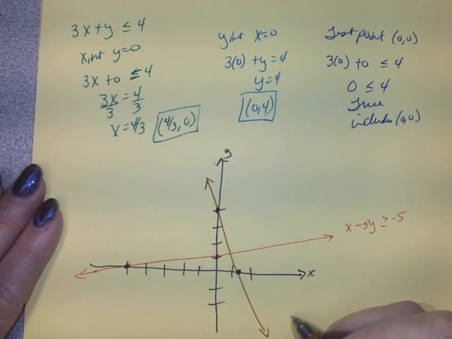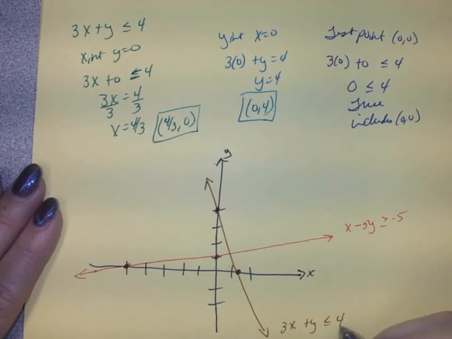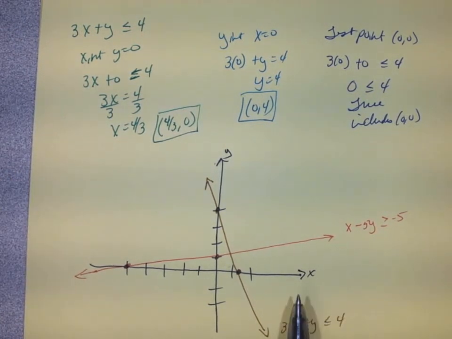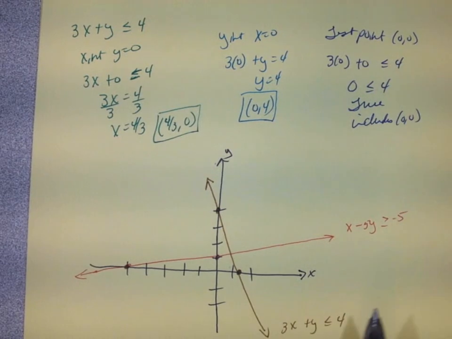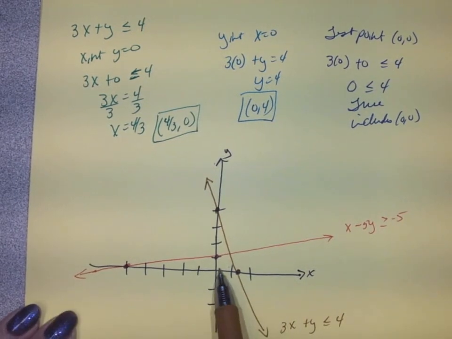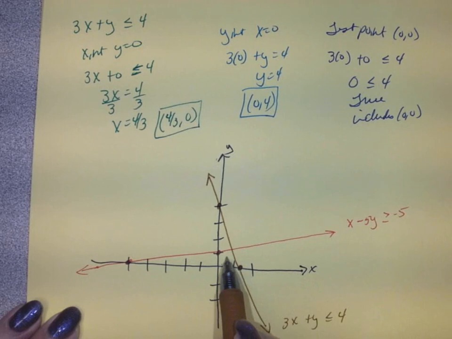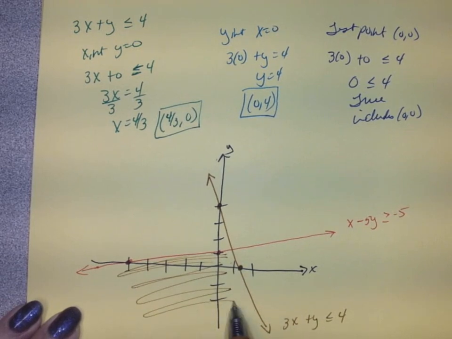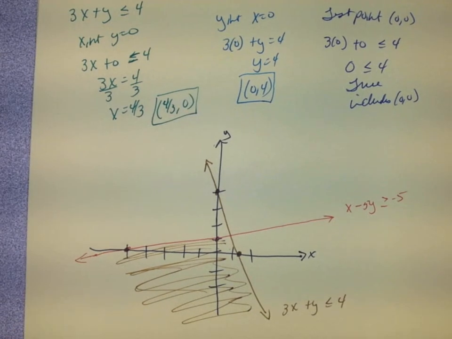And this one is my 3x plus y less than or equal to 4. In both cases, the 0, 0 was in our solution set. So this is going to be my answer right here. It'll be shaded there. So that's how we're going to graph our inequalities.